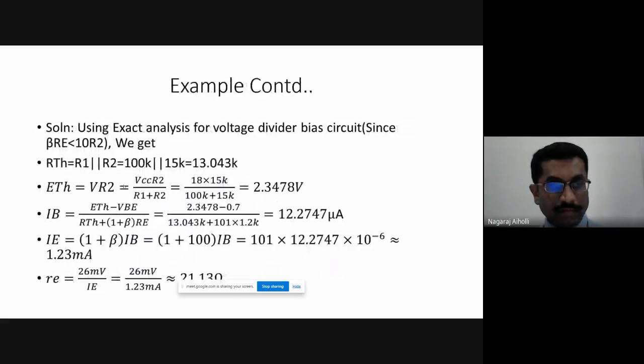Now IE is given by 1 plus beta into IB. Agree with me? It is 1 plus 100 into IB, that is 101 into 12.2747 microampere, a value of 10 raised to minus 6. Multiply the answer we got by 101 and tell me how much you are getting.